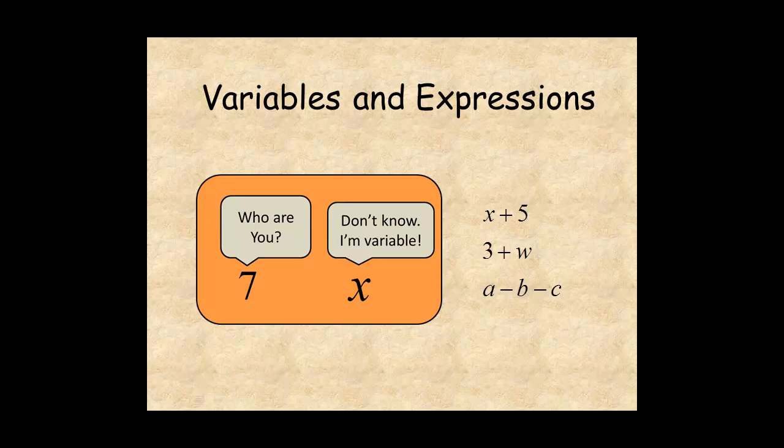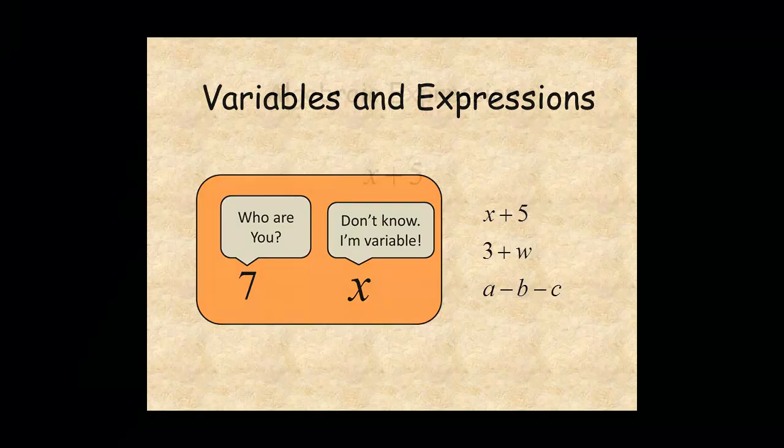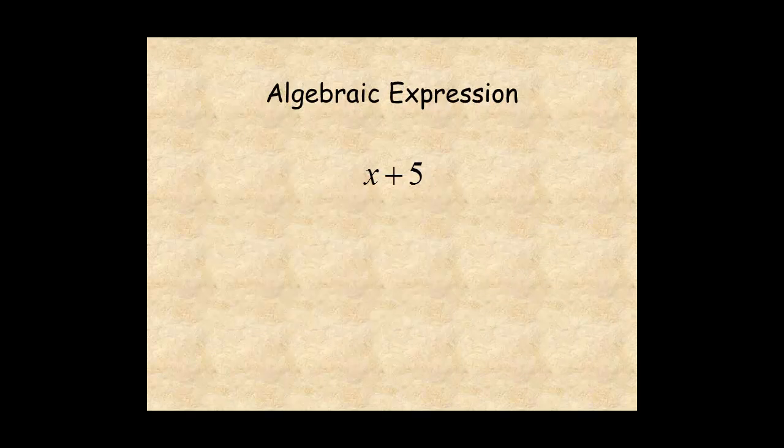This lesson describes variables and variable expressions. An algebraic expression is a mathematical phrase with constants, variables, and operators. For example, the expression x plus 5 has a variable, an operator, and a constant.